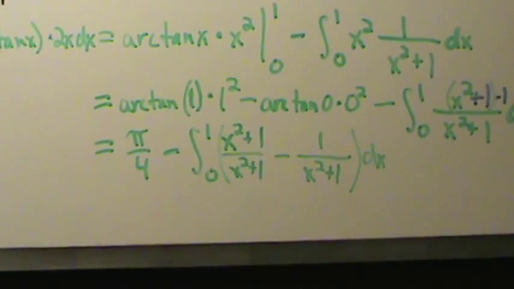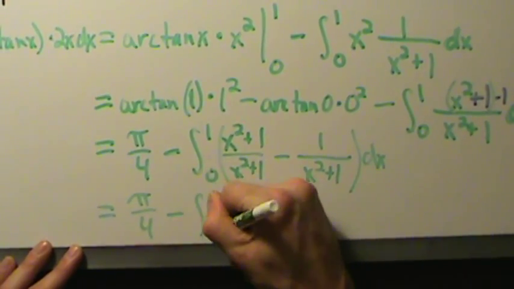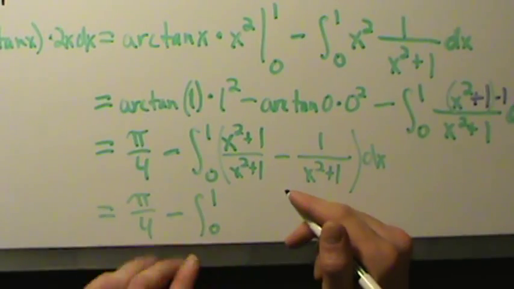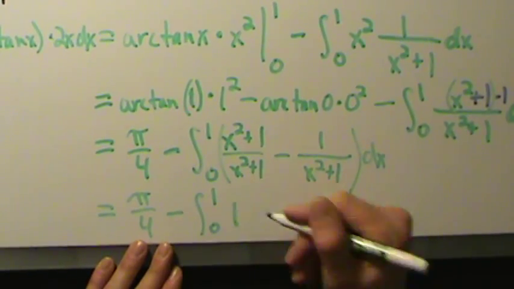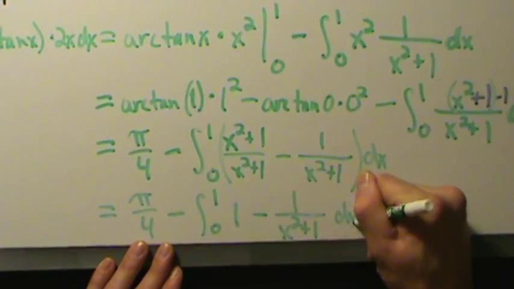So pi over 4 is just pi over 4 minus the integral from 0 to 1. x squared plus 1 over x squared plus 1, that's just 1, right? And then minus, that's still just 1 over x squared plus 1 dx.